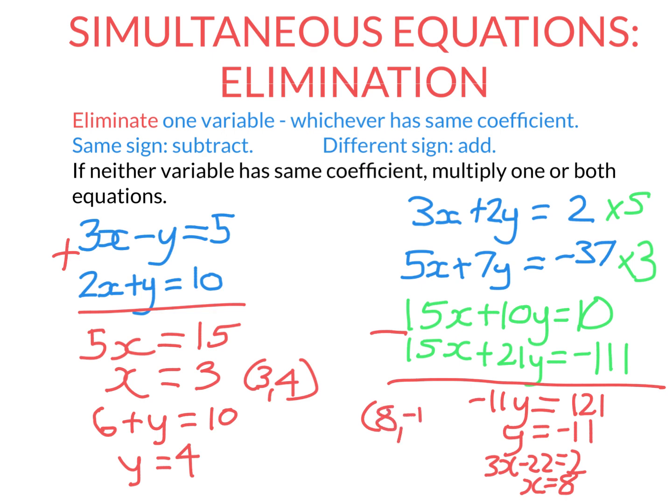We always write x first. So x equals 8, y equals negative 11 is a solution to this equation, and at the same time, it's a solution to this equation.